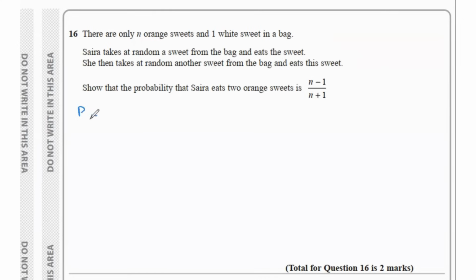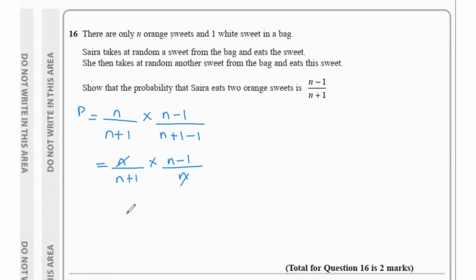So the probability of her taking 2 orange sweets is, first you take 1 orange sweet, so n over n plus 1. The total is n plus 1 because there are n orange sweets and 1 white sweet. Times her taking another orange sweet. Since she's taken 1 orange sweet, there's 1 less orange sweet now, and in the denominator there is 1 less sweet as well. So that leaves us with n over n plus 1 times n minus 1 over n. The n gets cancelled out, so n minus 1 over n plus 1. That is exactly what they want us to prove in the question.